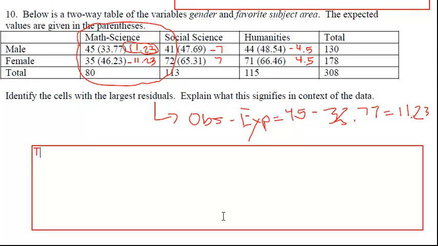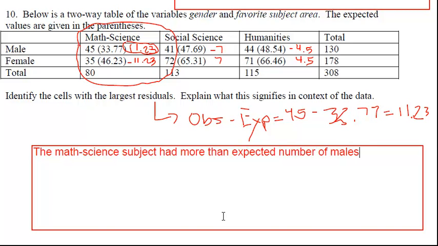And so I would just want to write a few sentences, maybe just one sentence describing that. So I would say the math science subject had a more than expected number of males and less than expected number of females. Okay, and that's all I really need to write.